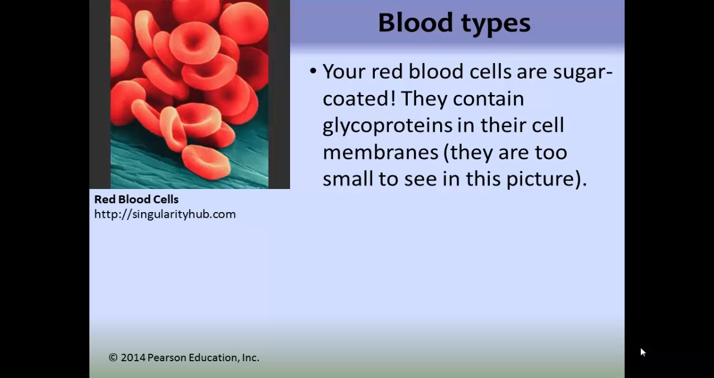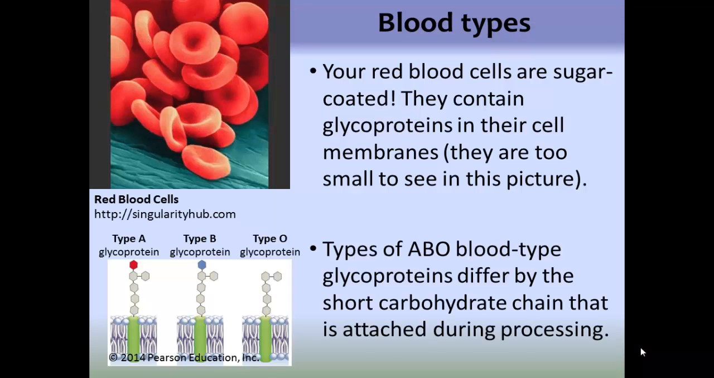Blood types have to do with the fact that your red blood cells are literally sugar-coated. They contain glycoproteins in their cell membranes. And remember, glycoproteins are proteins that have a sugar attached. And these particular glycoproteins are embedded in the cell membranes of your red blood cells with the sugars sticking out. So again, causing your red blood cells to be covered in carbohydrates.